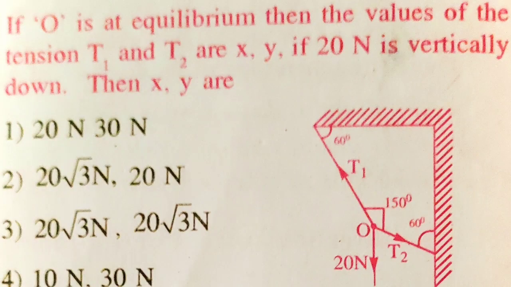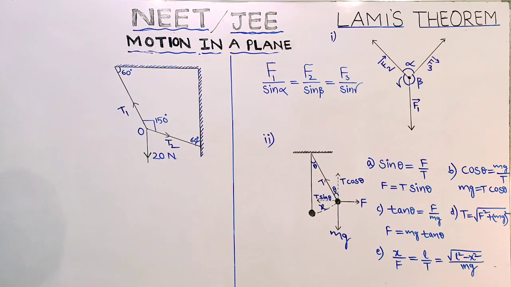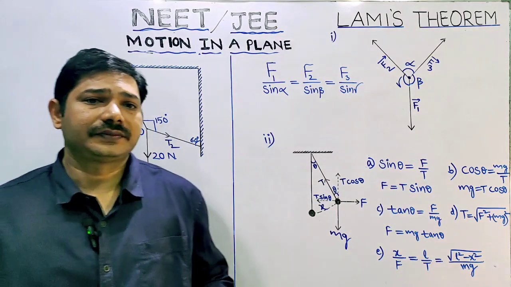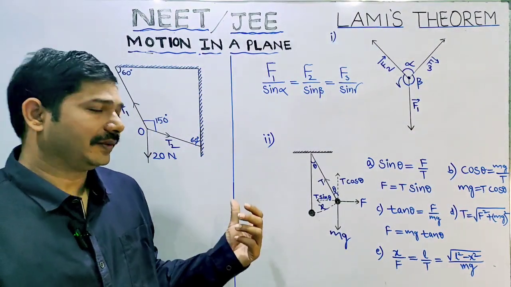On the screen you can observe one question. One question is given on screen. If O is in equilibrium, then the values of the tensions T1, T2 are x comma y. If 20 newtons is vertically down, then what are x and y? What are they saying here in this question? Some angle is given.